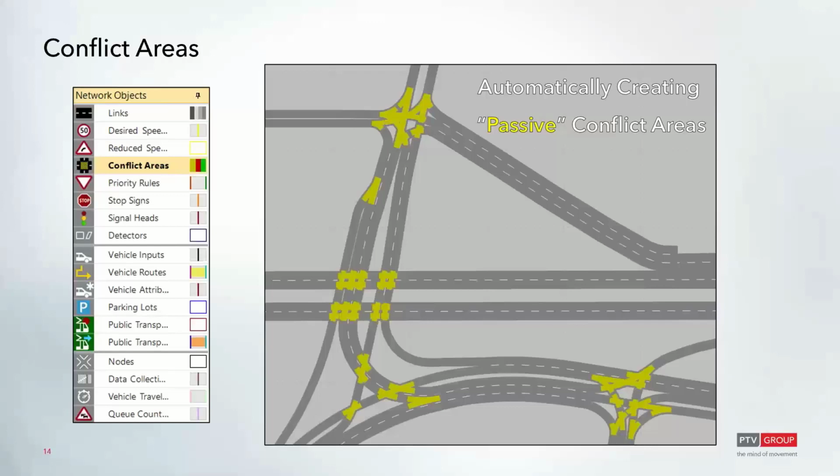So for all of these, they're automatically defined, and then we can go ahead and update them as needed. And the conflict areas, since they are automatically generated, are much easier to edit than priority rules, and they are recommended to be used in most cases, especially if you're modeling a two-way stop, or any vehicles that are crossing a main intersection, or for any permissive turns.